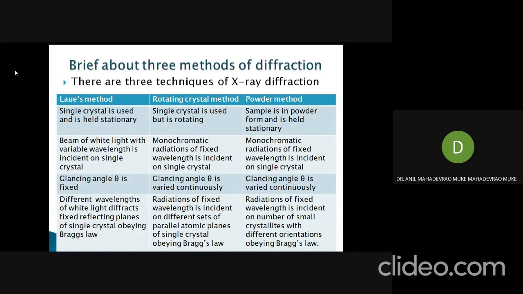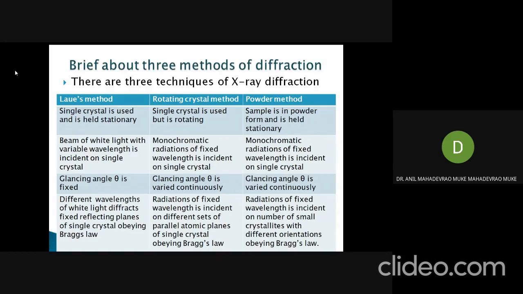Monochromatic radiation of fixed wavelength is incident on the single crystal. But here a number of single crystals will be there in powder form. Not one, but a number of single crystals will be there. So the d value will automatically be changing, because with a number of crystals, automatically for each crystal d will be changing. So that will be the variation.